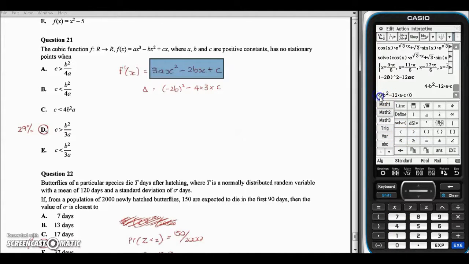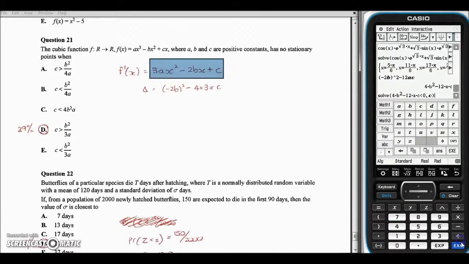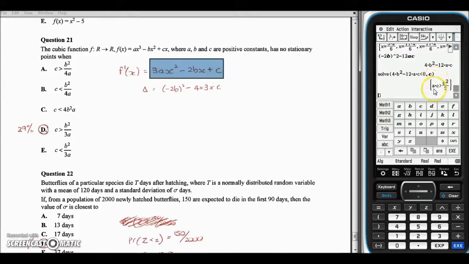So I'm going to solve that. And what do I want to solve for? I want to solve for c. If I solve that for c, I get that a times c has to be greater than b squared on 3. So just take the a over, and you get b squared on 3a. So c has to be greater than b squared on 3a, which was D.